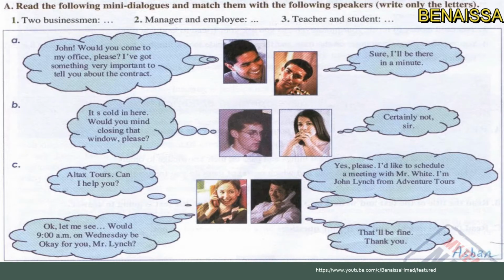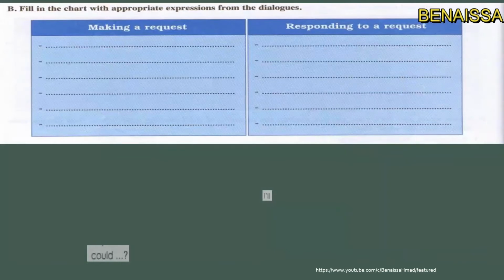You can pause the video, take 5 minutes to do the exercise on your notebook. Let's see the correction. Here is the correction. So, number 2, manager and employee is C. Number 1, 2 businessmen, A. Number 3, teacher and student. Now, let's move to B.